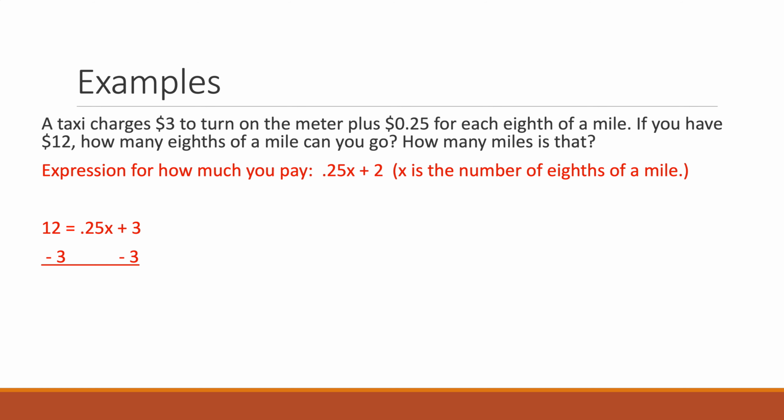Okay, subtract 3 from both sides. 9 equals 0.25x. Divide both sides by 0.25, and I get x is 36. And remember, x is each eighth of a mile, so I have to do 36 divided by 8. And 36 divided by 8 is not 6. I don't know why it says 6 there. It says you can go 4.5 miles. That's the answer. 36 divided by 8 is 4.5. So please ignore the mistakes from when I duplicated the slide from last time. Apologize.